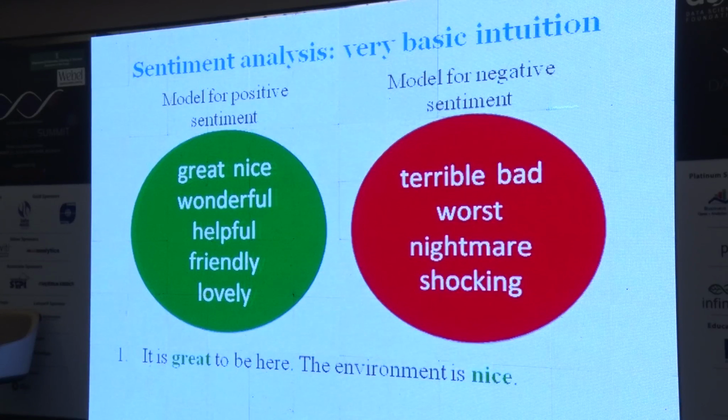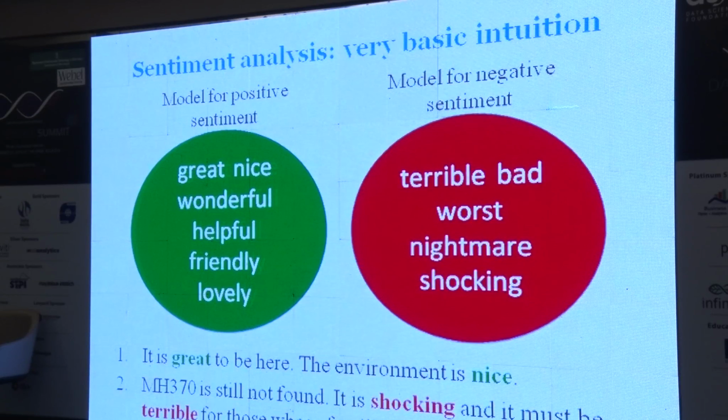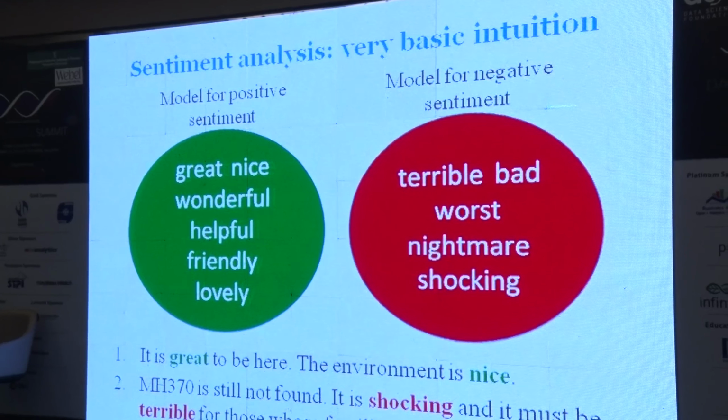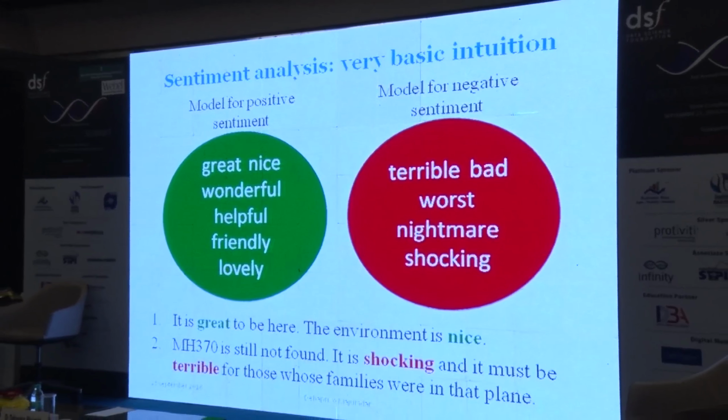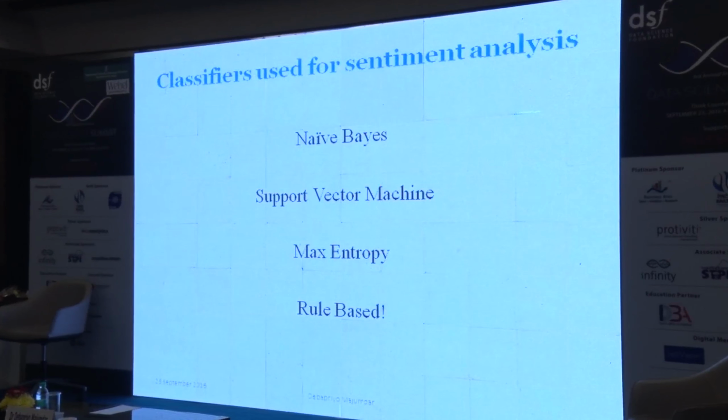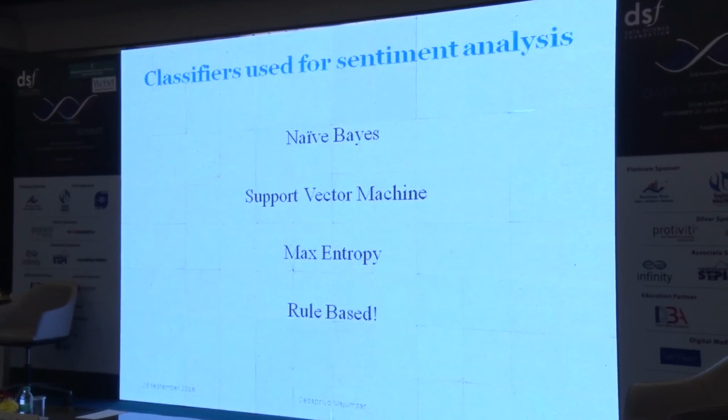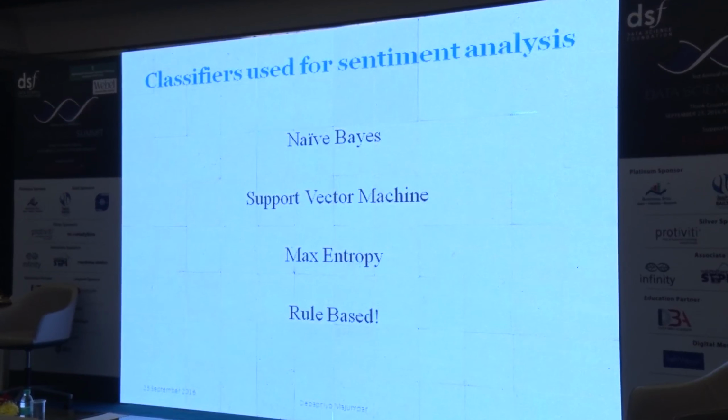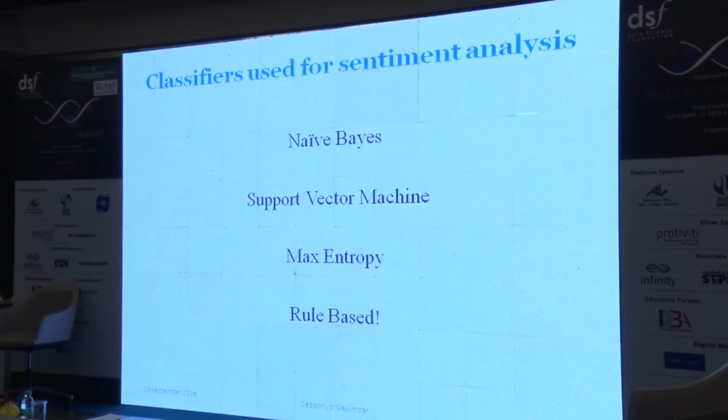Then, if a sentence is like this, "It's great to be here, the environment is nice," it will figure out that there are these green words there, and most probably it's positive. And then, "MH370 is still not found, it's shocking," and so on. So it will figure out the red words are there. Of course, it will not always be so straightforward. This is how it's done technically inside, but there are complicated classification algorithms underlying this. I just gave you a very brief intuition about how it works.